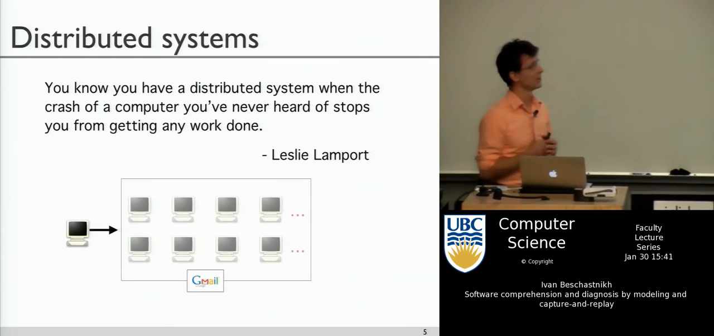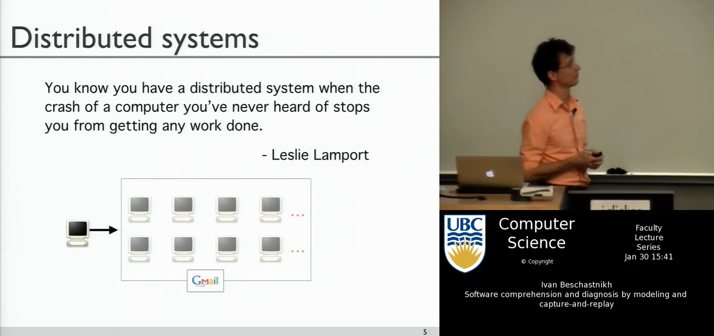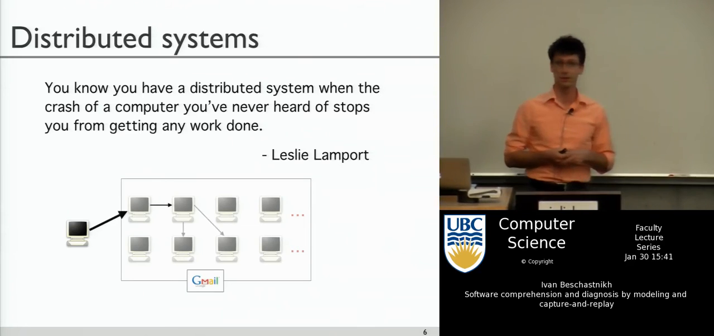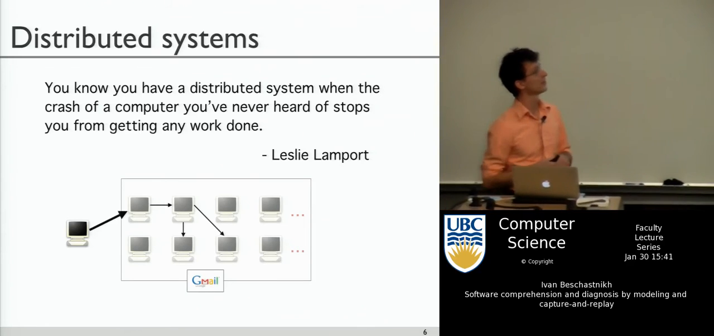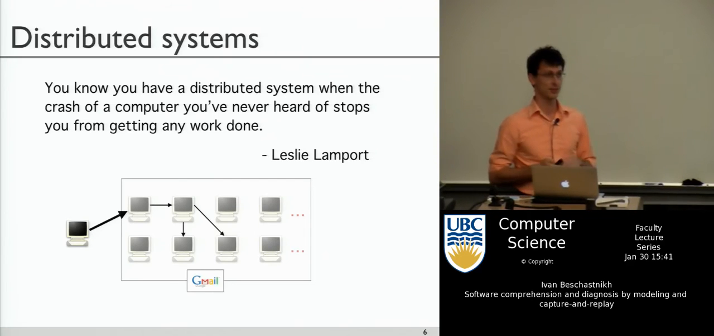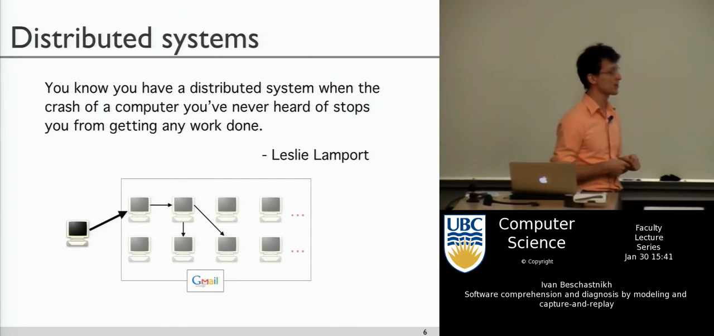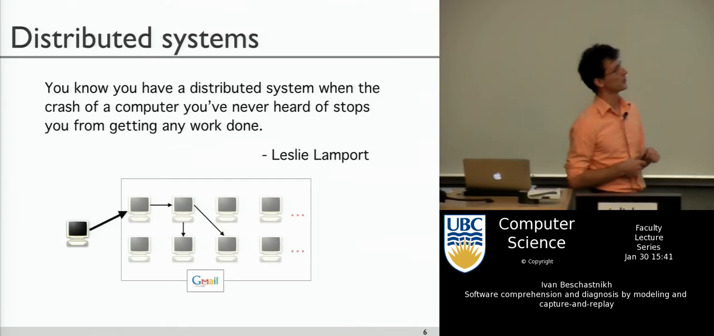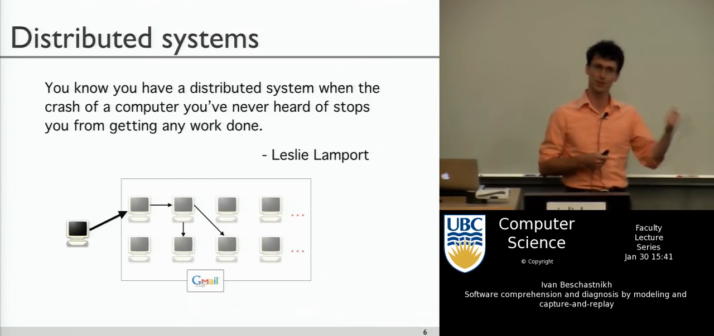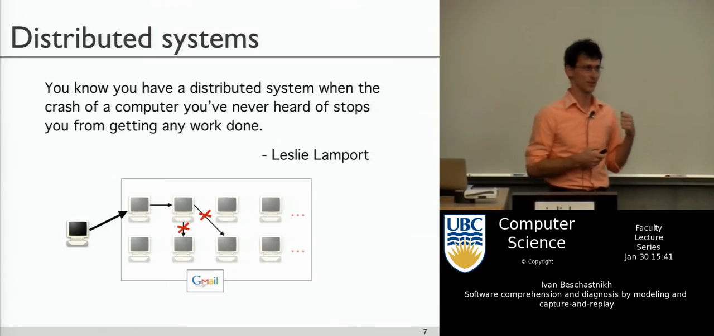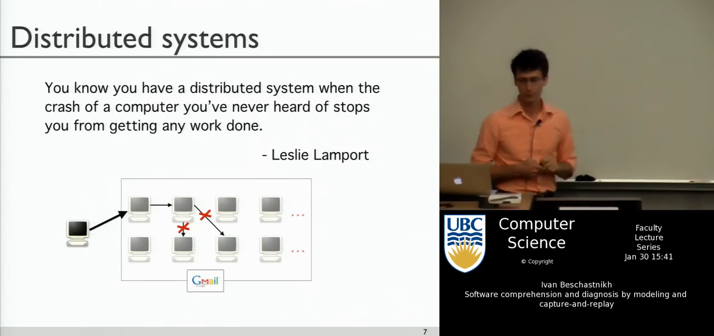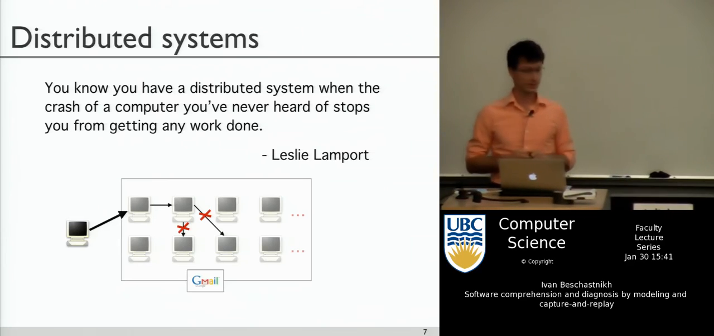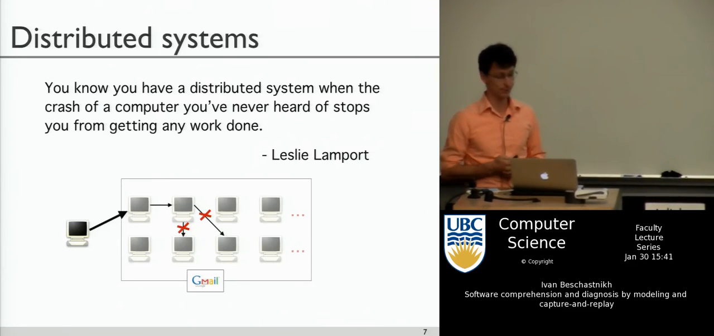So underneath Gmail, it's really a distributed system. A user request is forwarded to some machine. That machine forwards it to some other machines. And this particular bug had to do with a configuration error where your request would get forwarded to a machine, but that machine would not respond back. So your request would go down a black hole. So this is failure in a distributed system.